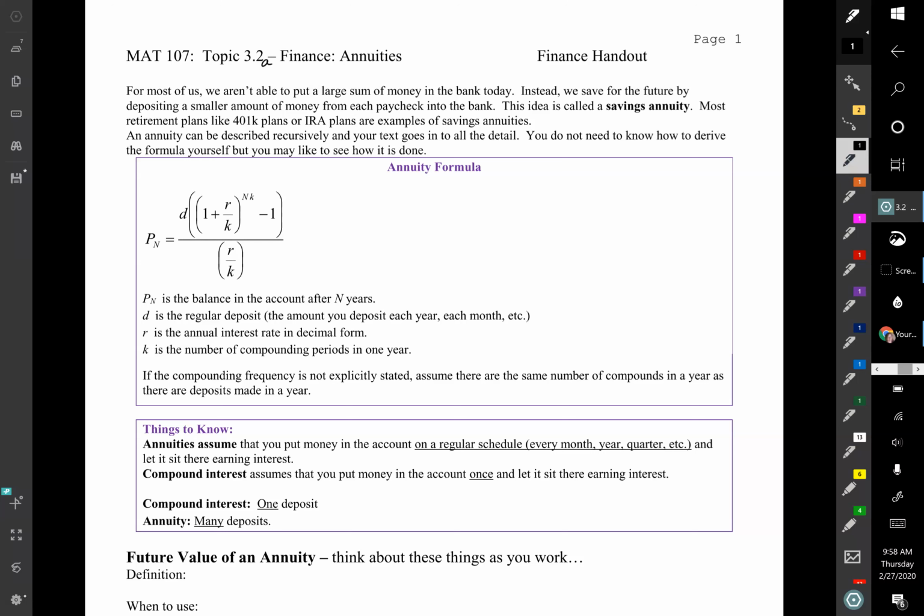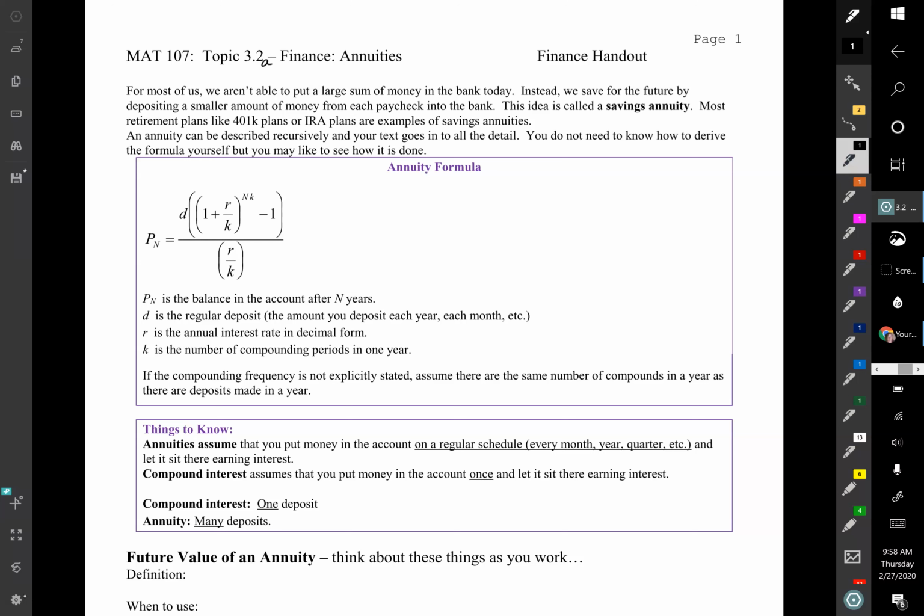So a lot of times people can't just put one big lump sum in the bank, but you can save up every month or so. It could even be every year you put some money in, and we'll see at the end how a woman did that and made a good amount there.